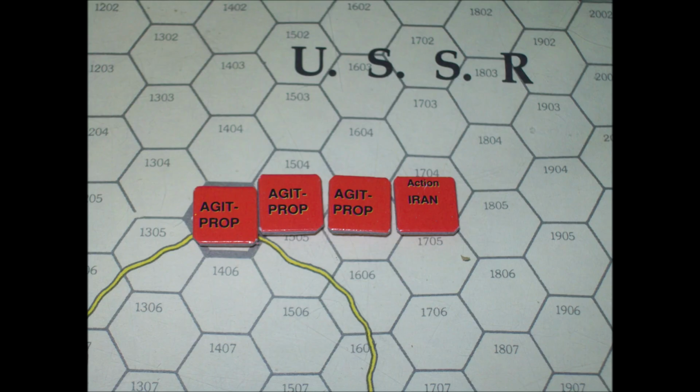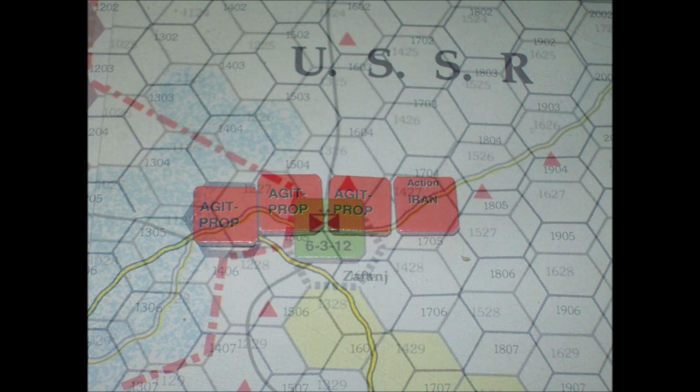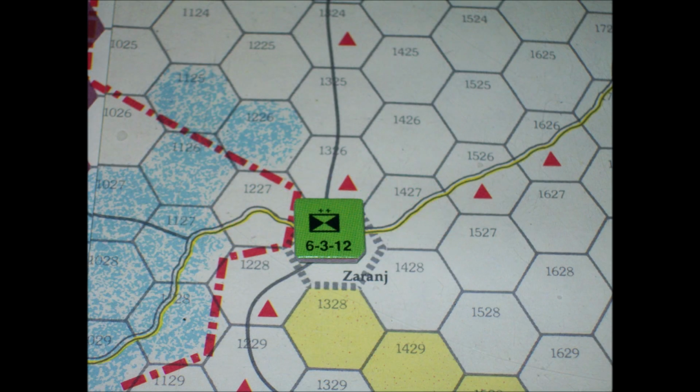In this case, the resistance is going to receive some support from Iran, and a mobile group is deployed on the Iranian border in the town of Zaranj. A reliable commando and a Communist Party unit are both mobilized with the Soviet cadre in Kabul, and then I add another mobilization of the 15th Infantry Division with the Afghan cadre in Kabul, and the 12th Infantry Division is mobilized in Qom.